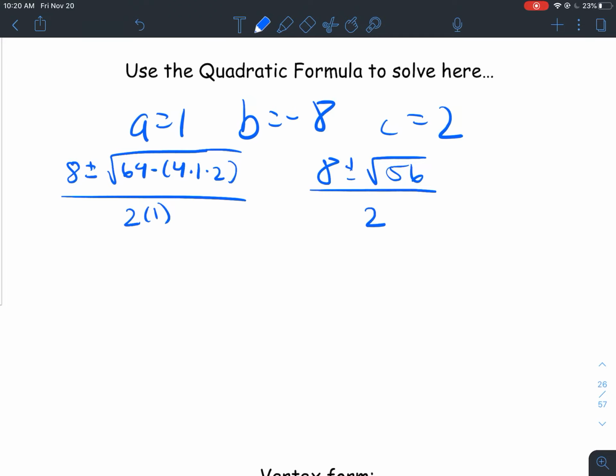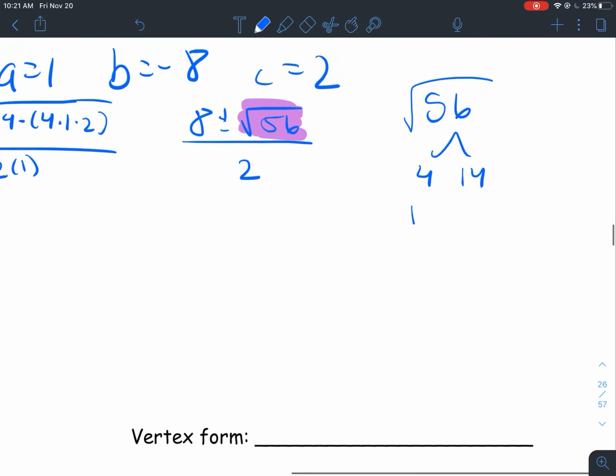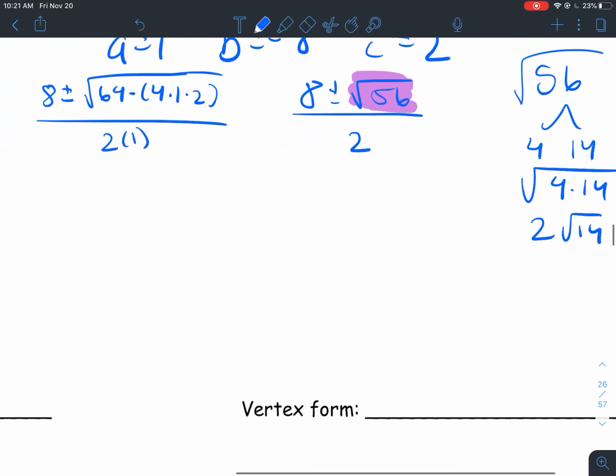So now we got to break down root 56. All right. Go ahead, tell me how you would break down root 56. So when I break down root 56, I'm going to use a 4 and a 14, which is going to give me 2 root 14. That should be your final answer there. So then you end up with 8 plus or minus 2 root 14 all over 2.